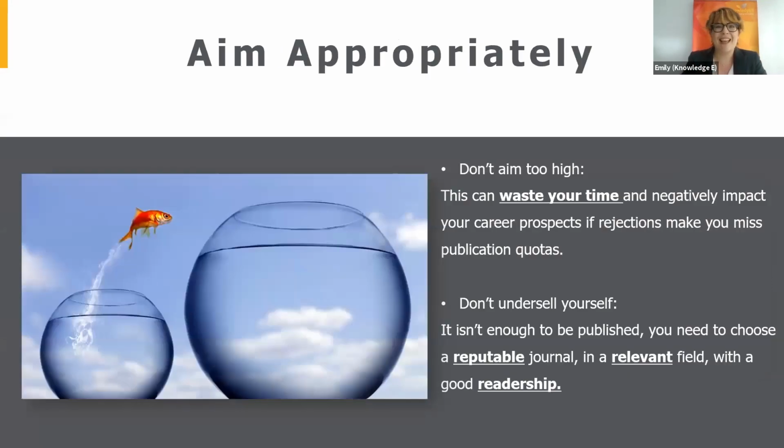Aim appropriately. I think we'd all like to be in the best journals with the highest impact factors, but it's not always possible, particularly early on in your career. So try not to waste your time. Journals can take a long time on decisions, and you want to apply where you know you can get in. So don't waste time being unrealistic, but equally don't undersell yourself. It isn't enough to be published. You have to choose a reputable journal in a relevant field with a good readership. Otherwise, your article won't be read and it won't be cited, and your research may as well not have been published at all.